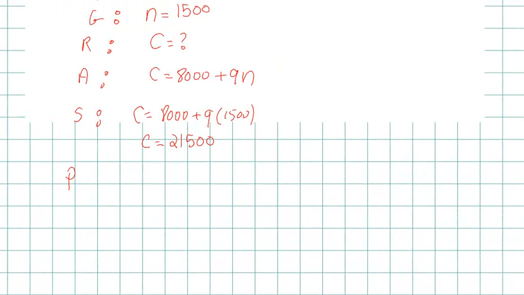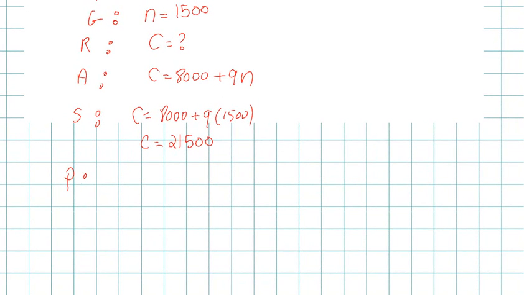Brackets with So what would be your paraphrase? What would you say? So what would you say as your therefore statement? Therefore the cost to produce 1,500 yearbooks is 21,500.